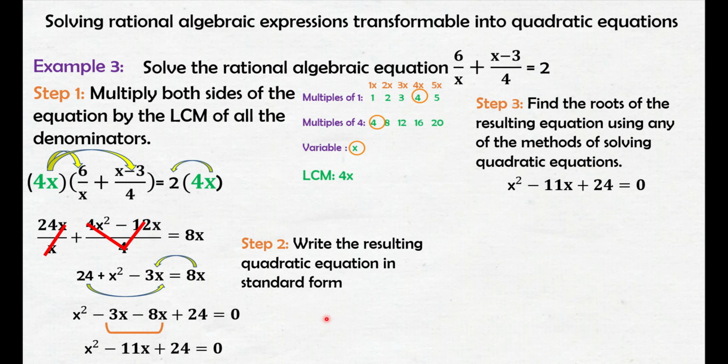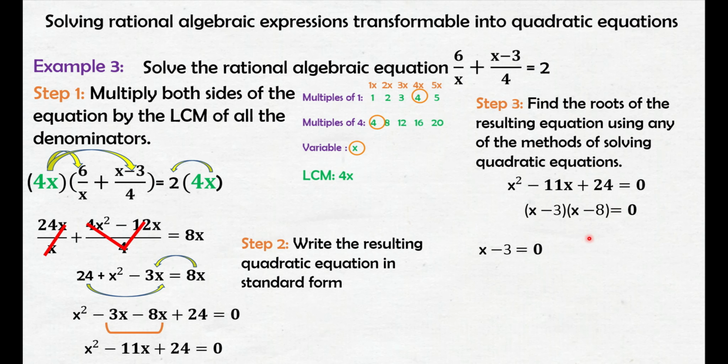So, dito, gagawin ko ulit yung factoring kasi factorable naman yung given equation. So, yung factor niyan ay x minus 3 and x minus 8. So, di ba, negative 3 times negative 8, that is positive 24. Negative 3 plus negative 8, that is negative 11.